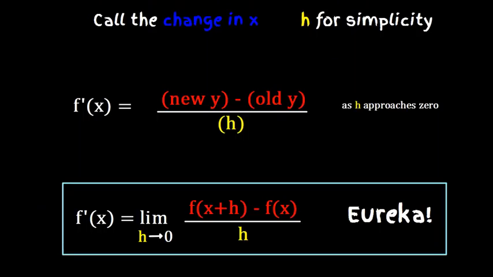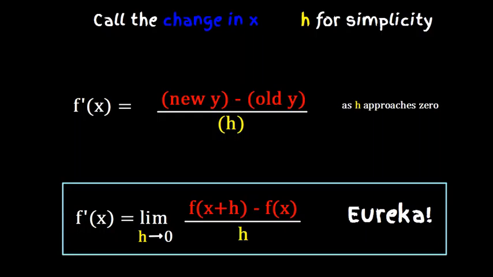And just to make it look nice, we call the change in x h, just because then the algebra looks simpler. So the first derivative, f prime of x, or dy dx, which is how y changes as x changes, is the change in y divided by h. And that bottom equation is the equation for finding derivatives. The derivative of a function is basically that.